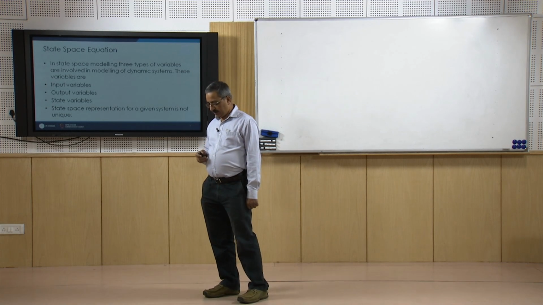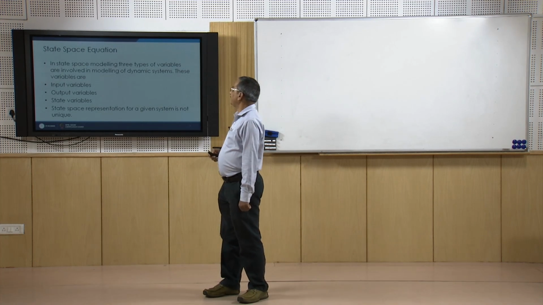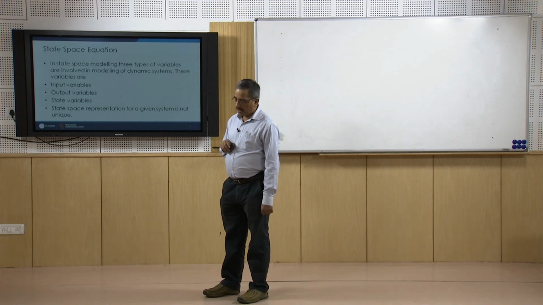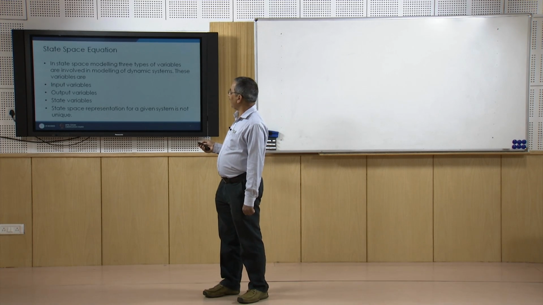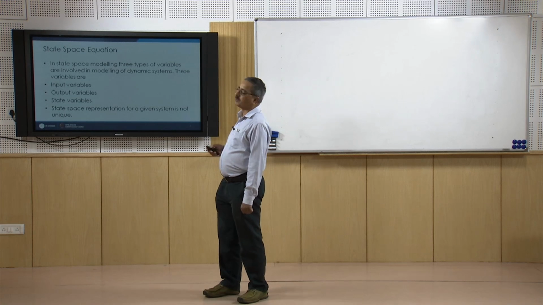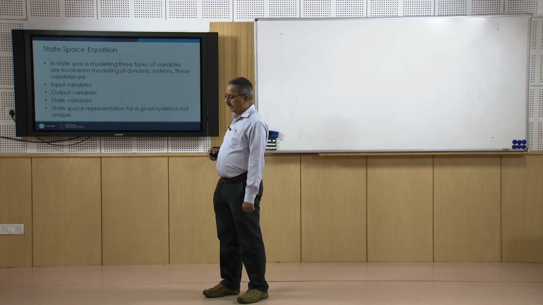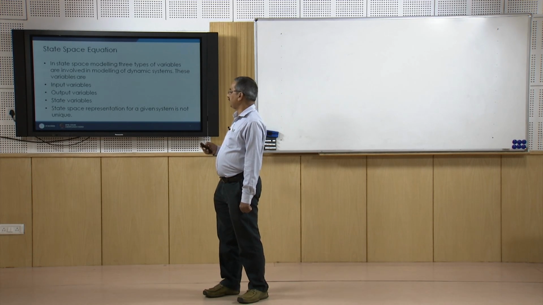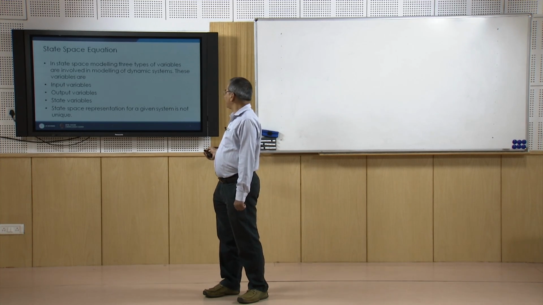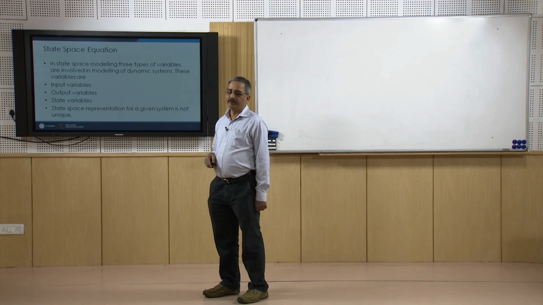Now, let us look at the state space equation. In state space modeling, we come across three types of variables: the input variable, the output variable, and the state variables. And the state space representation for a system is not unique.